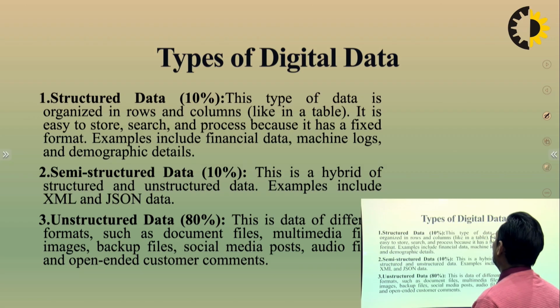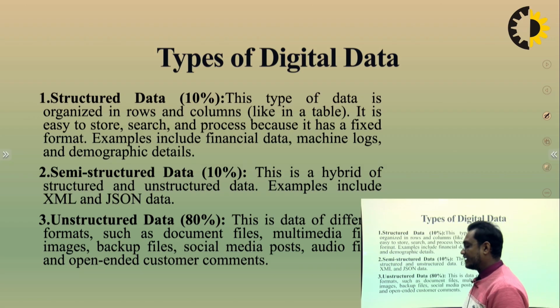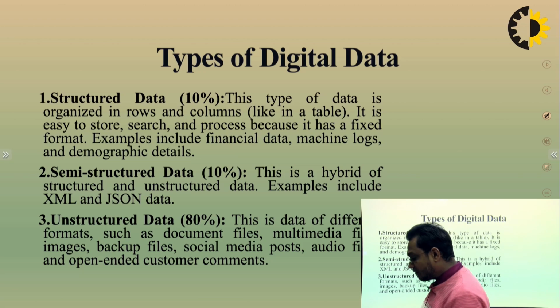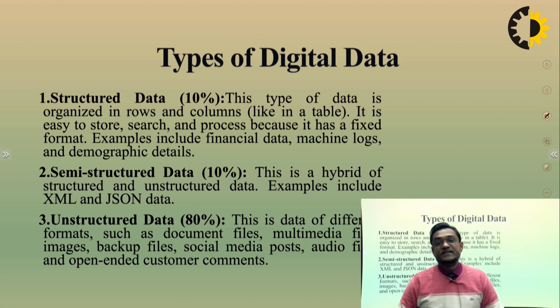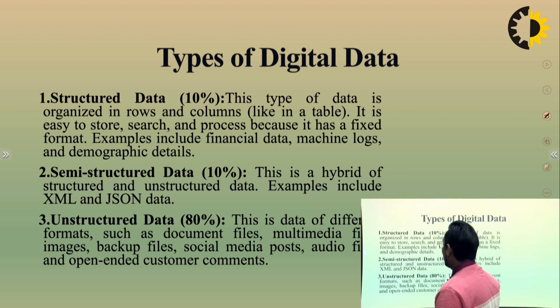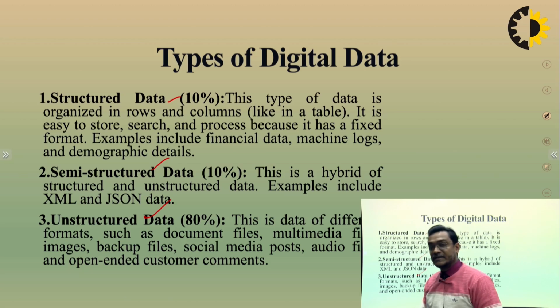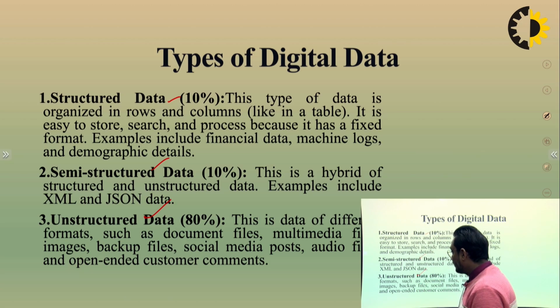Now, types of digital data. It's a very simple but very powerful concept. Digital data is categorized into three different categories. The first one is structured data, the second one is semi-structured data, and the third one is unstructured data.